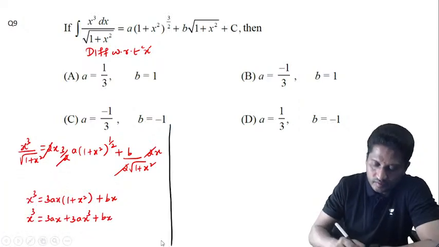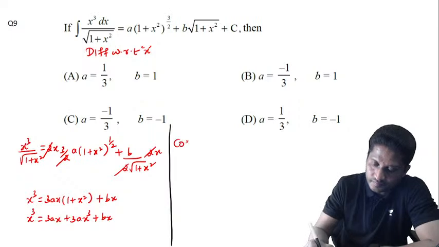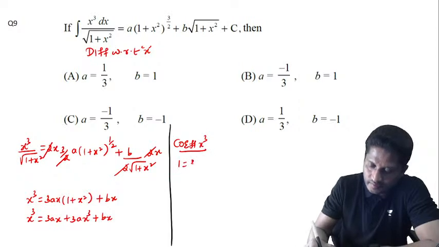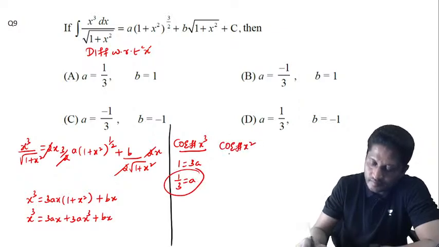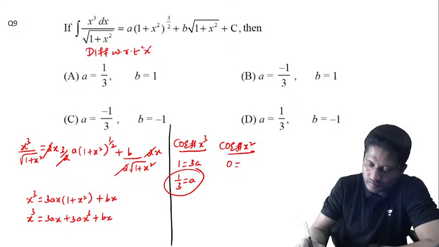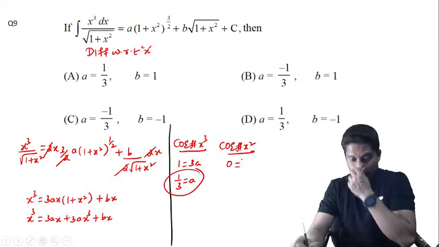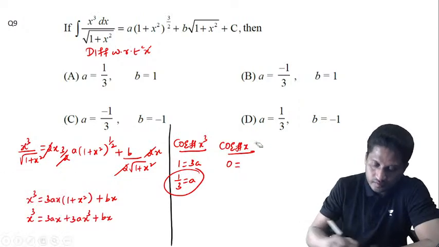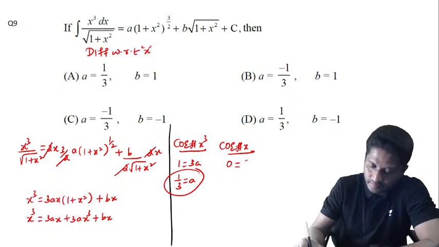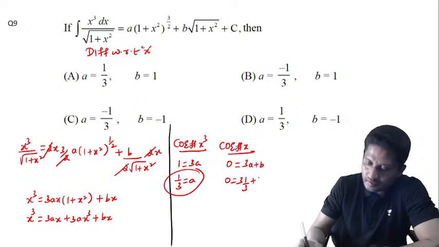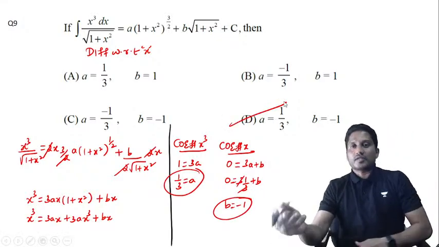Okay, now if I equate coefficient of x cube, 1 is equal to 3a, you will get 1 by 3 is equal to a. If I equate coefficient of x square, you will get 0 is equal to coefficient of x square. There is no coefficient of x square only. Equate coefficient of x. 0 is equal to coefficient of x is 3a plus b. 0 is equal to 3 into 1 by 3 plus b. This will cancel. B is equal to minus 1. A is 1 by 3, B is minus 1. Last option D only.